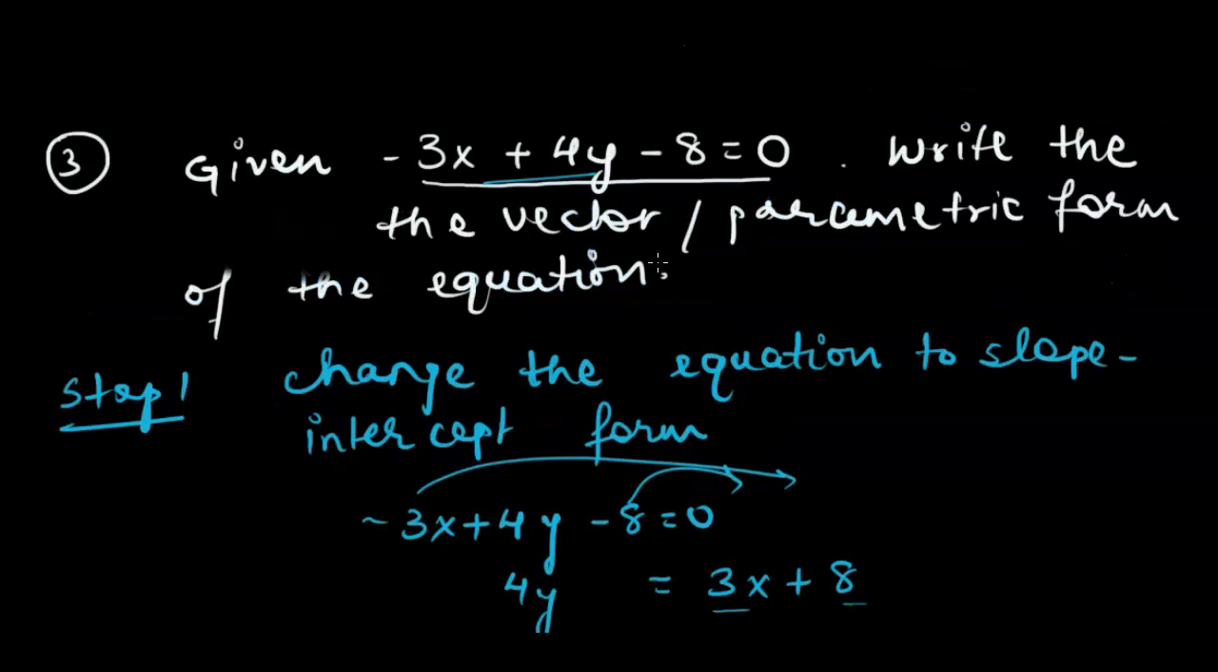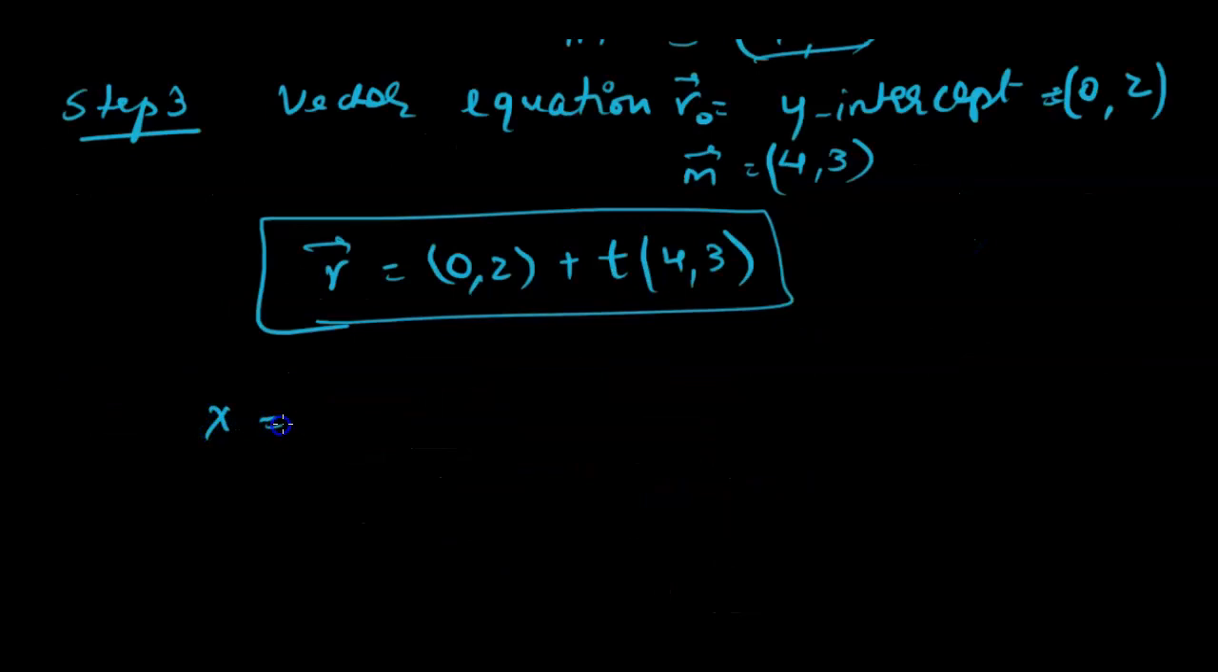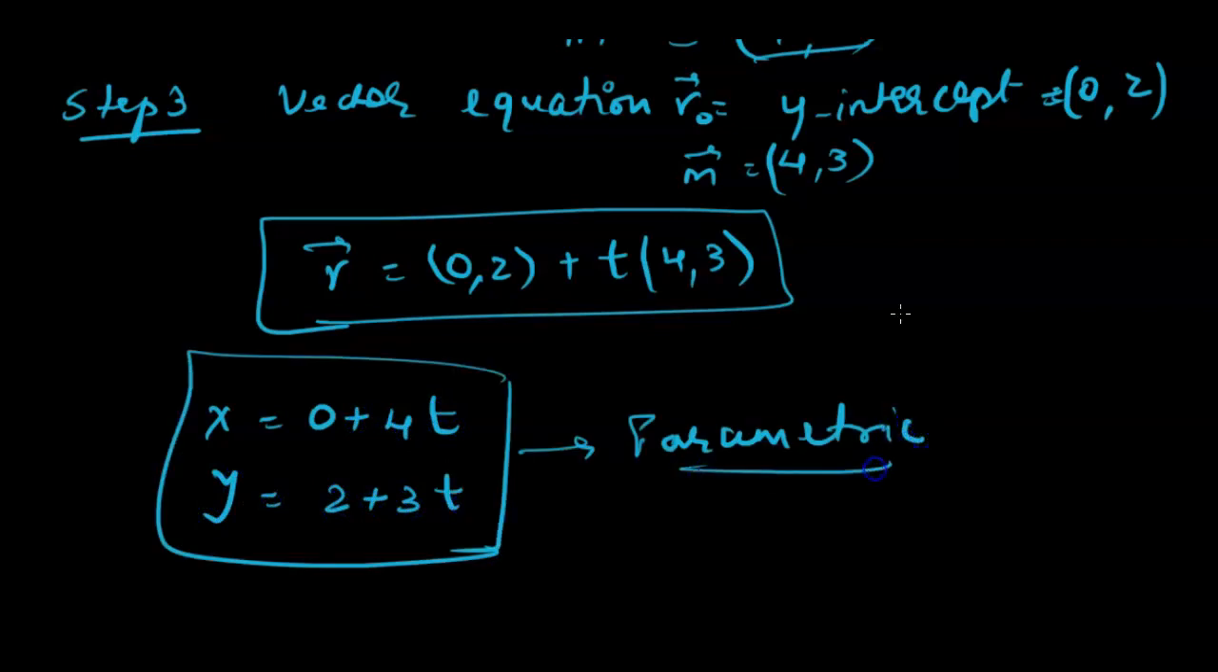In the question, we were asked to write the vector and parametric equation. So the parametric equation will be x equals 0 plus 4t and y equals 2 plus 3t. This is our final parametric equation. This is our final vector equation.